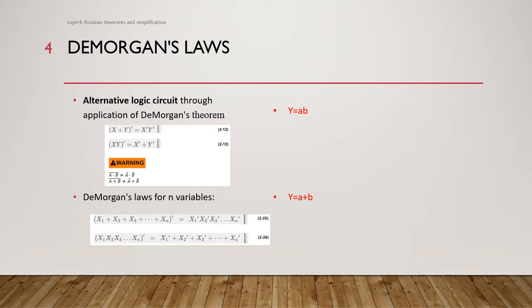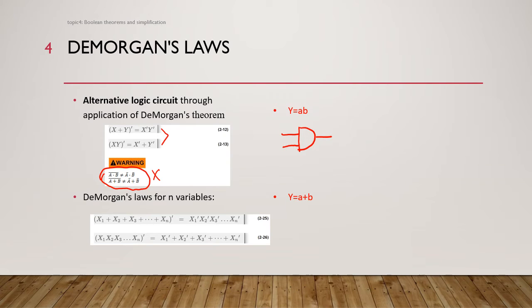Basically, this is what it says. When you apply this law, just be careful, don't make those common mistakes. You must use these two, not these two. And what's the real application for De Morgan's theorem? As I said, it is very useful. For example, we have an AND function y equal to a and b. We know that we can realize this function using an AND gate, right?